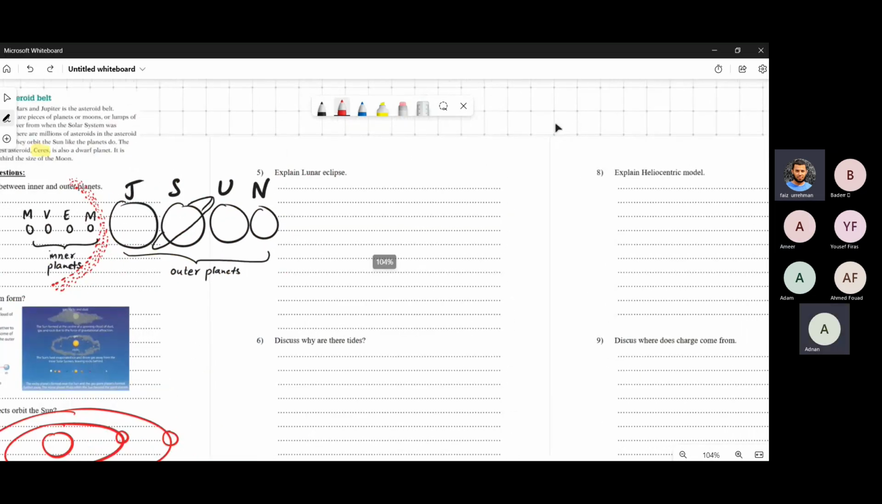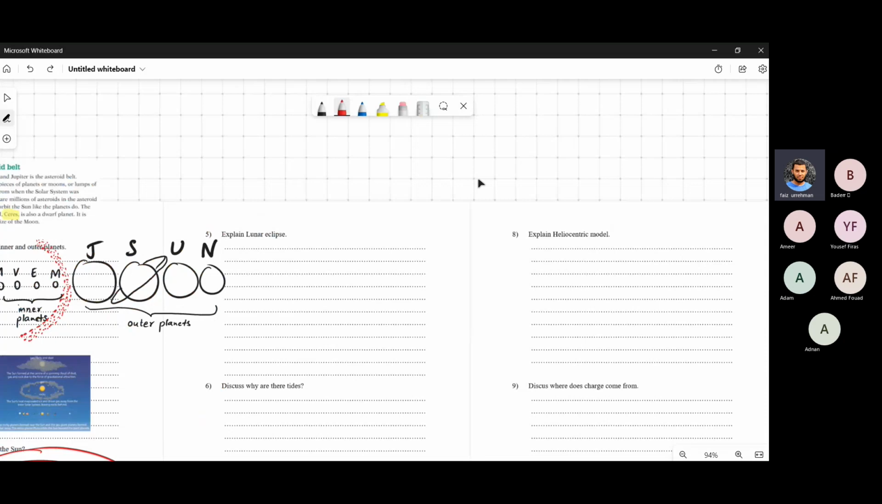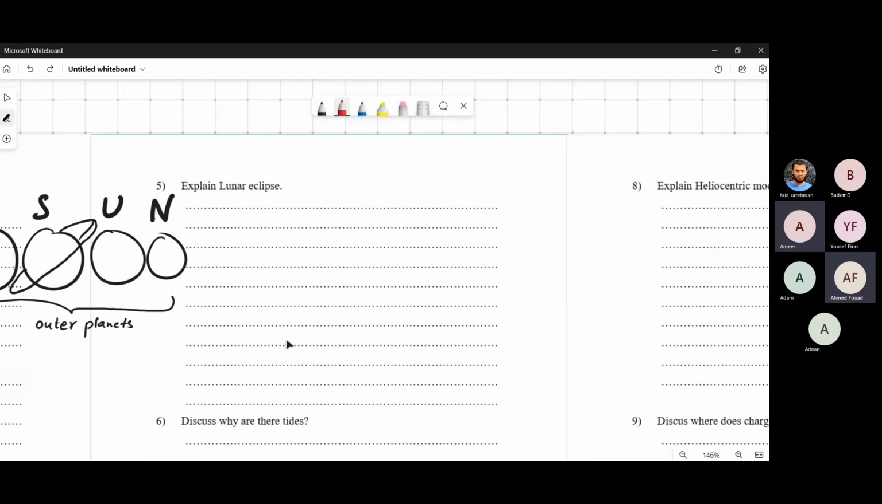Now, lunar eclipse and solar eclipse. Are you guys familiar with this? It's the first time they teach us about eclipses in school. So I think it will be better if I explain it a little bit.